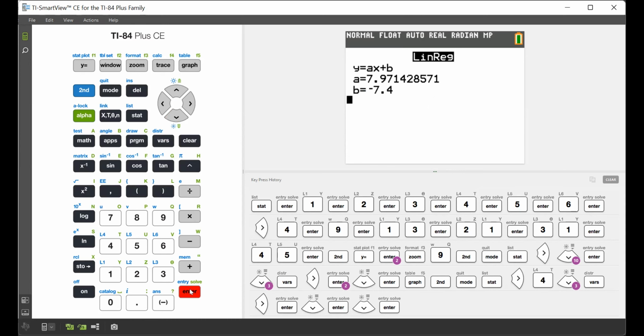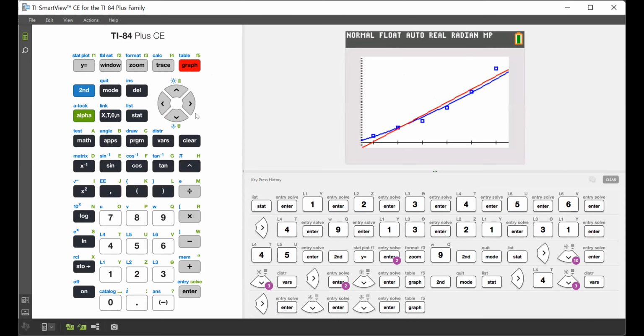Okay, so my linear regression is, the slope is 7.971. I'm going to write that down, 7.971. And my y-intercept is -7.4. Okay, let's go take a look at that. What do you think is a better fit? The blue line or the red line? I think the blue is a little bit better fit also. I think the power function does a little bit better job.